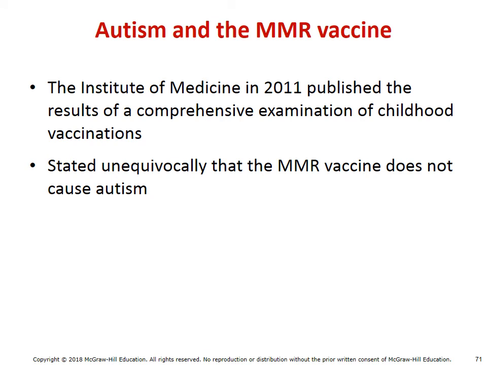So one of the biggest concerns here was autism and the MMR vaccine. Ultimately, early on in the 2000s, we saw this publication come out that illustrated that there may be some connection between autism and MMR. But that study was refuted again and again. And even in 2011, the Institute of Medicine published the results of a comprehensive exam of childhood vaccinations and showed no connection between autism and MMR. But yet people still point out that MMR and autism are tied together, and they're not.